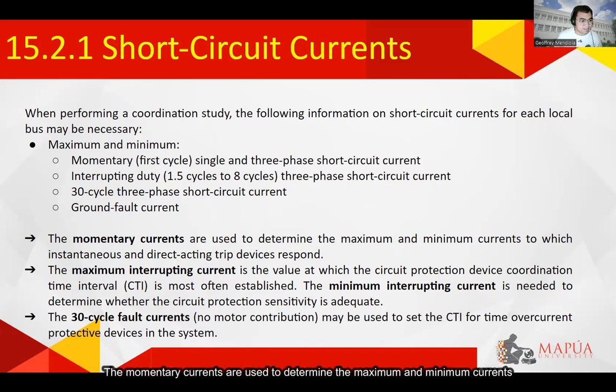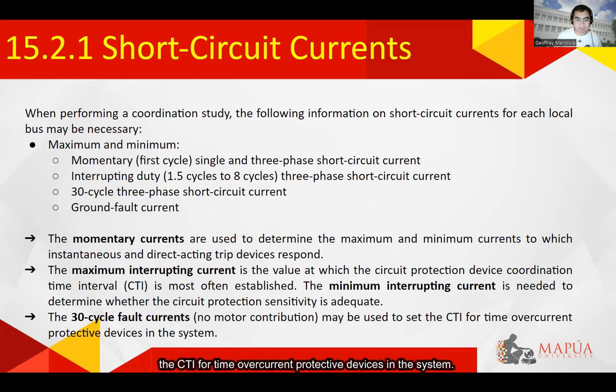The momentary currents are used to determine the maximum and minimum currents to which instantaneous and direct acting trip devices respond. The maximum interrupting current is the value at which the circuit protection device coordination time interval, or CTI, is most often established. The minimum interrupting current is needed to determine whether the circuit protection sensitivity is adequate. The 30-cycle fault currents with no motor contribution may be used to set the CTI for time overcurrent protective devices in the system.